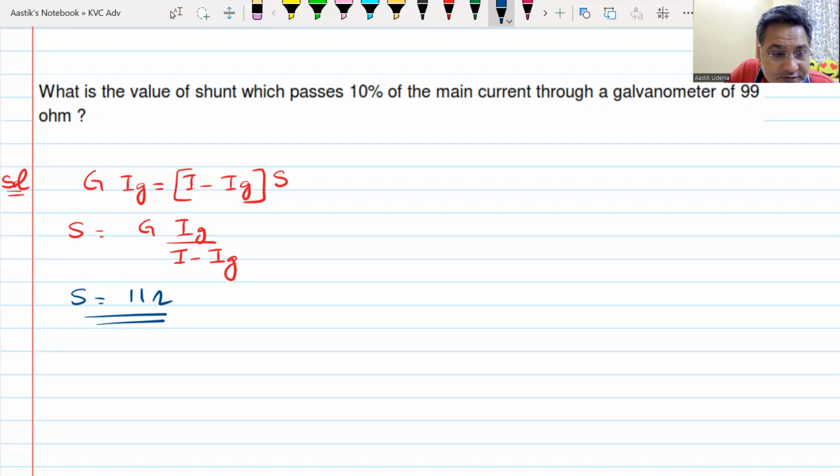Do we understand this? How it is done? Yes, sir. That takes us to the next question. Everyone has noted this down? Oh, I forgot to tell you in this question, the value of Ig is I by 10. Yes, sir. If the value of I is I, the value of Ig is I by 10. Do we understand this? Yes, sir. Shall we move on to the next question?